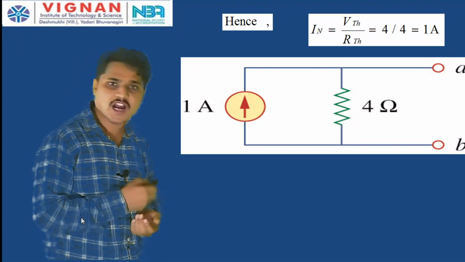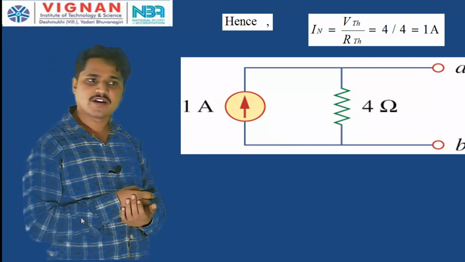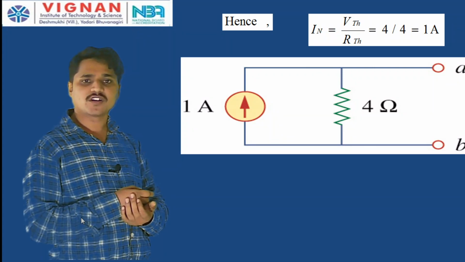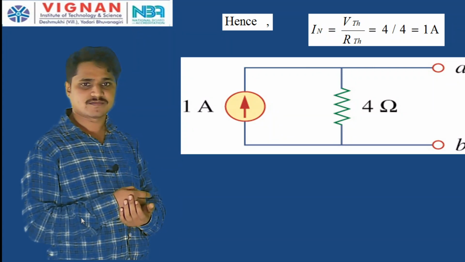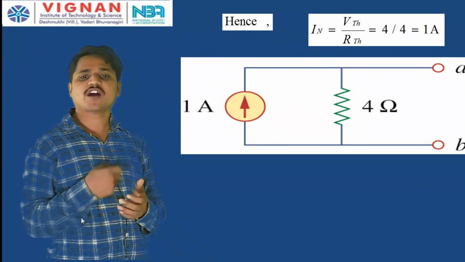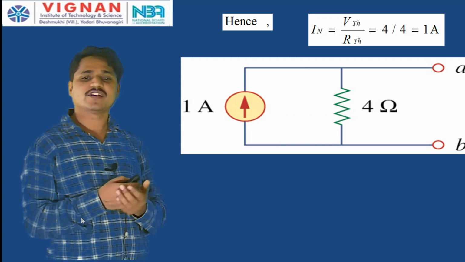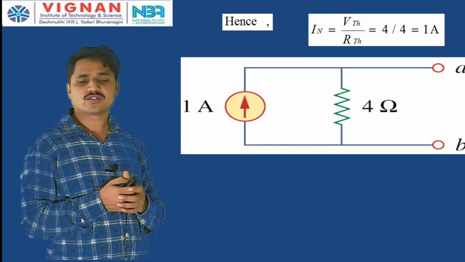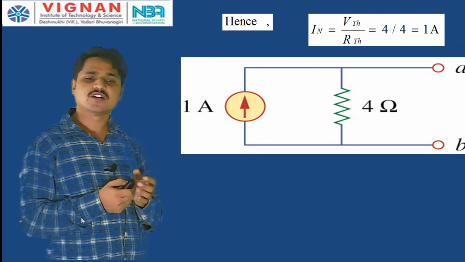So, this is the alternative method to solve the network to find the Norton's current and Norton resistance. To find the Norton resistance, what we have discussed is that to find R Thevenin, there is no doubt in that. To find R Thevenin and R Norton, both follow the same process.